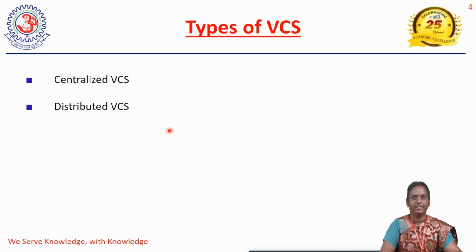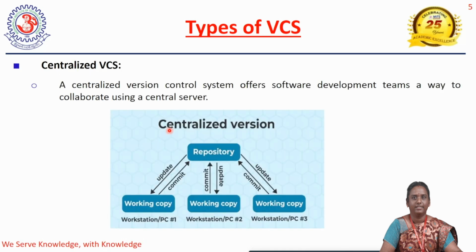Next comes the types of version control system. There are two types of version control system. The initial one, which was developed, is the centralized version control system. Then comes the distributed version control system. Next, let us see what is centralized version control system.